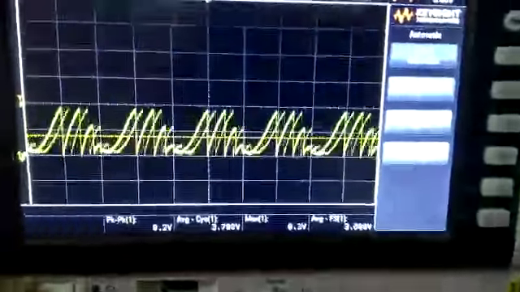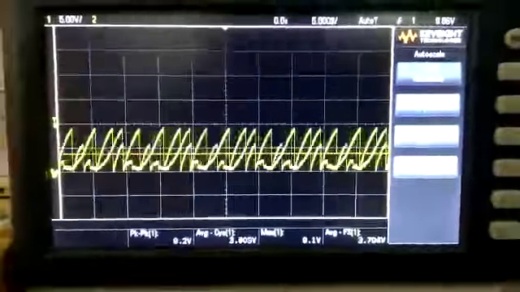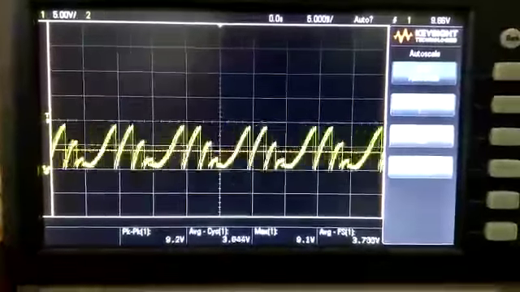And what is the conclusion out of this? Pulses are produced during the discharging period of the capacitor. So that's all about the capacitor.